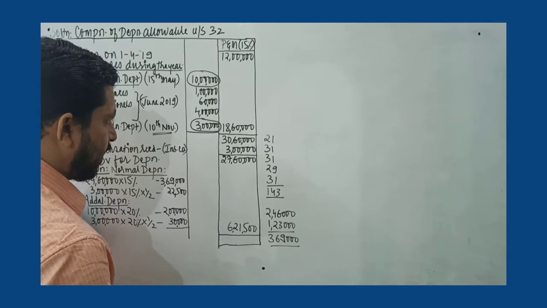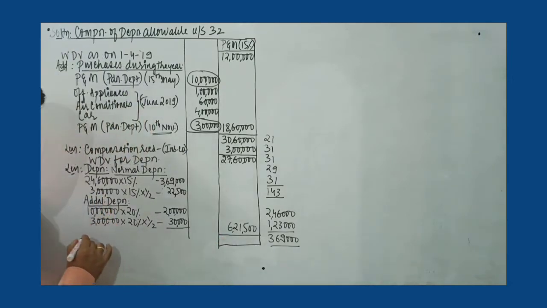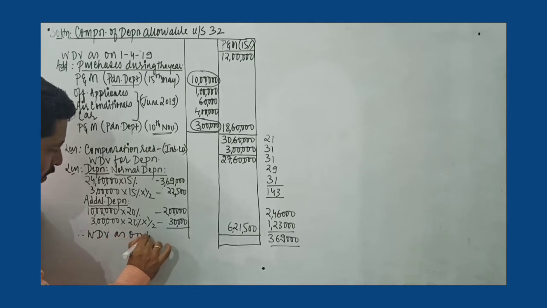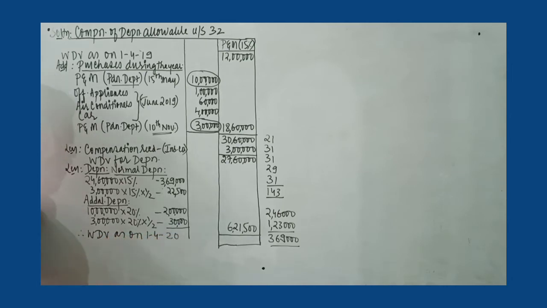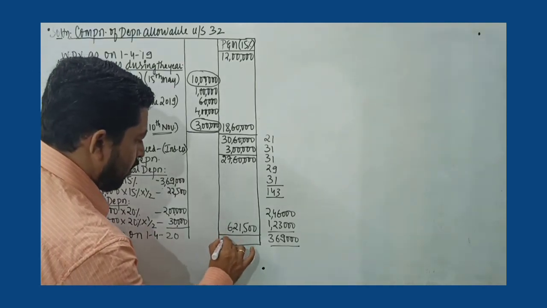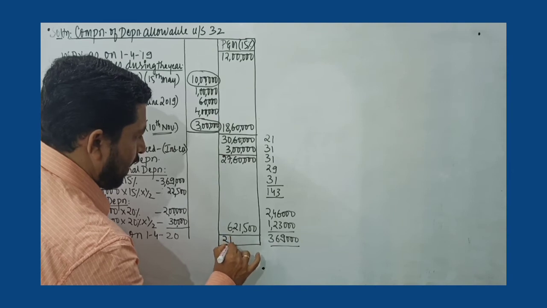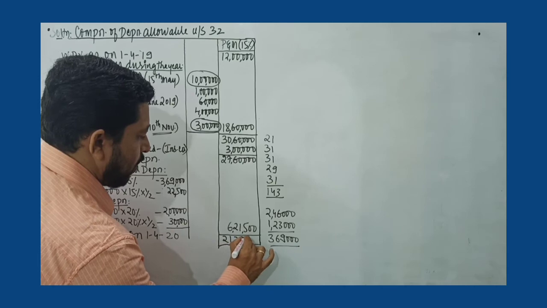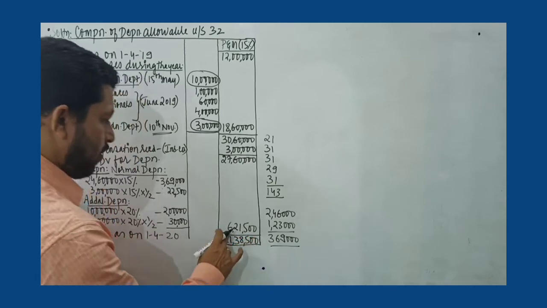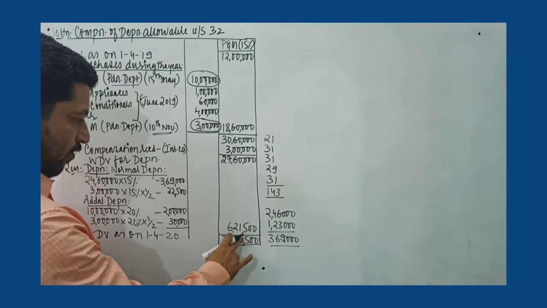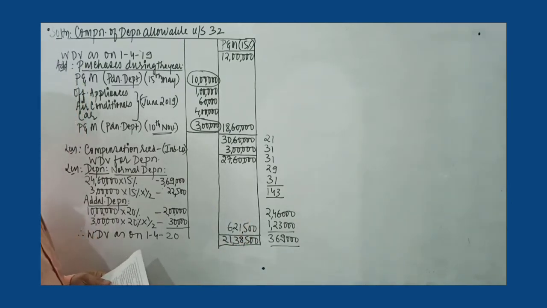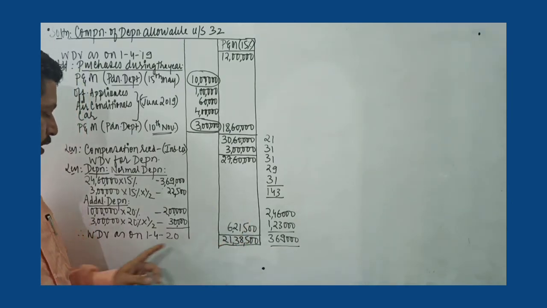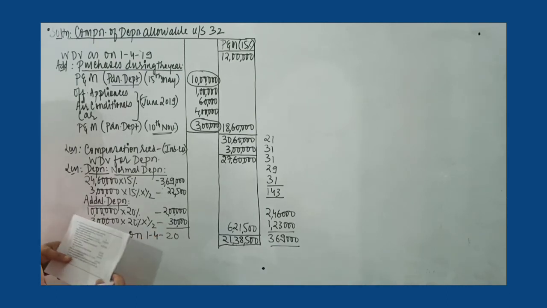And total amount deductible would be, therefore, WDV as on 1st of April 20. So written down value as on 1st of April 20, that is for the next year, would be 21,38,500. So 27, 50, 59, 60. So 21,38,500 would be the written down value as on 1st of April 20.